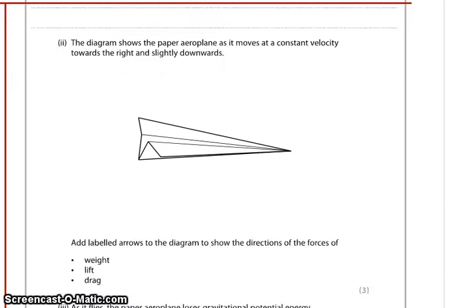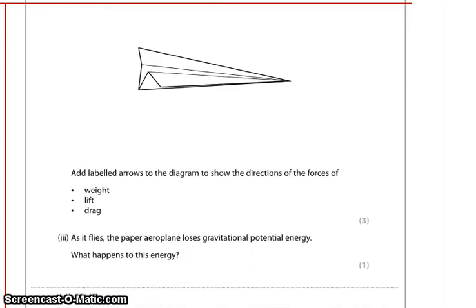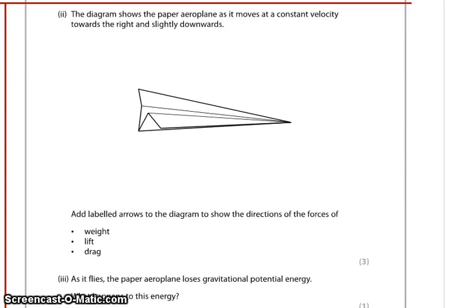Going on to the next part, the diagram shows the paper airplane as it moves at a constant velocity towards the right and slightly downwards. Add the following forces to the diagram. Okay, they want to know the direction, so we're going to be showing vector arrows. So the weight is always going to act on the centre of gravity downwards. Okay. Now, in the opposite direction, we're going to have the lift.